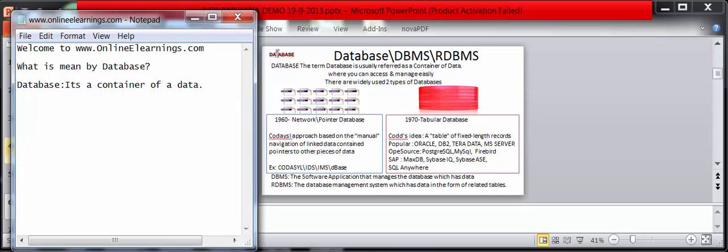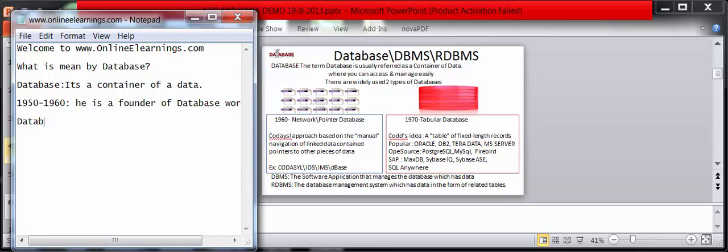The first database, I am talking about the 1950 to 1960 time, was introduced by one person called Pre-Requisites2. He is the person who introduced the whole world to the database. When he introduced the database vocabulary to the whole world in 1960, the database was completely in a file-based format.